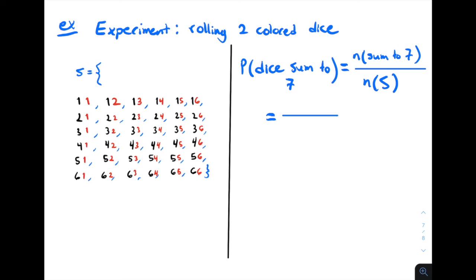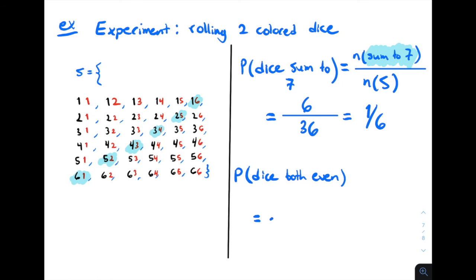We can count all outcomes to see that there are 36 possible outcomes. And if we look for the ones that sum to 7, we can find that there are 6 such outcomes. So we get that the probability of rolling 2 dice that sum to 7 is 6 over 36, or exactly 1/6.